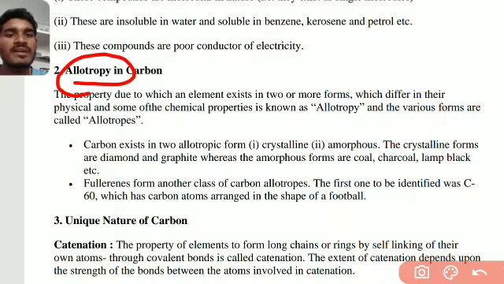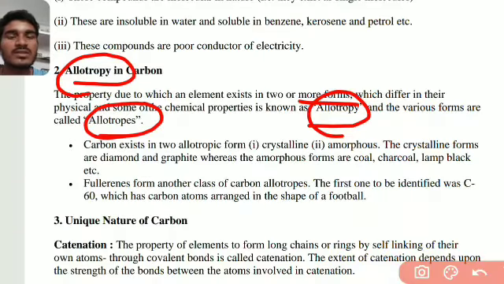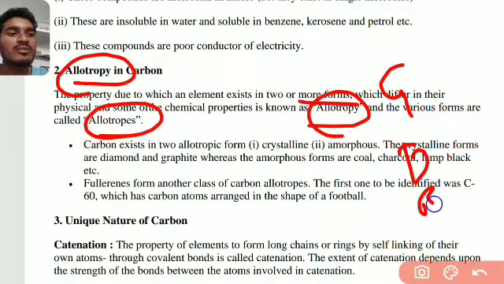Okay, the properties due to an element existing in two forms differ, as physical and chemical properties, in allotropy, right? So it forms various forms known as allotropes. Okay, example, graphite, diamond and Buckminster fullerenes. Okay, fullerenes form buckyballs. One scientist named it Buckminster fullerene.